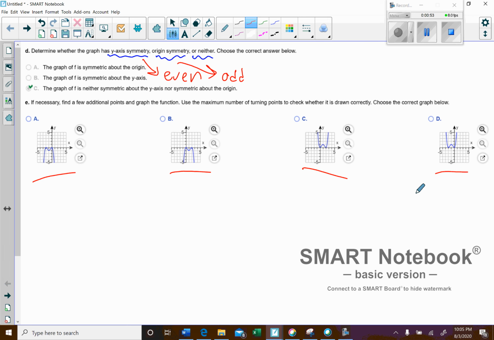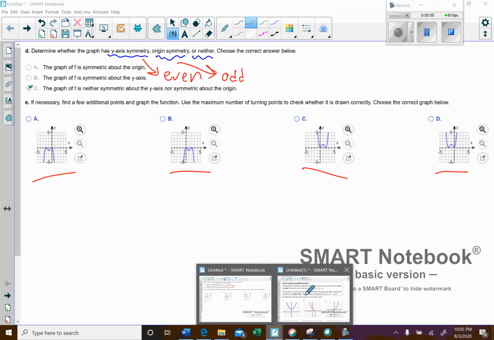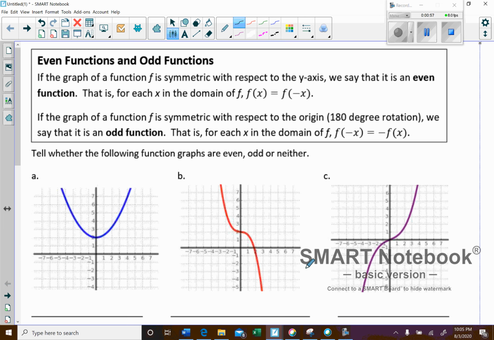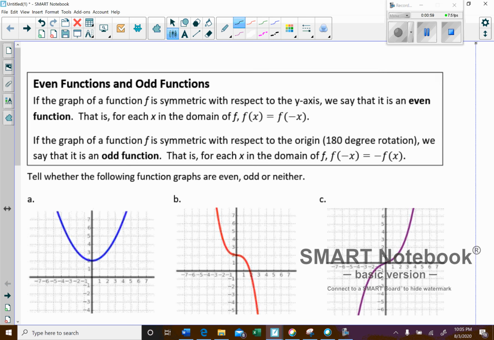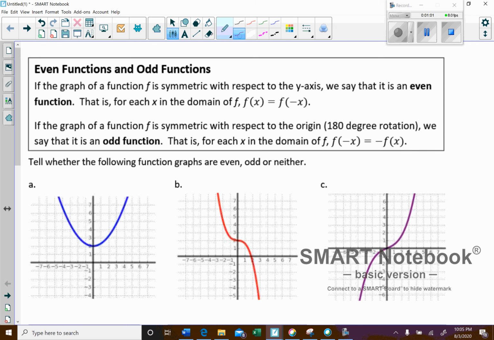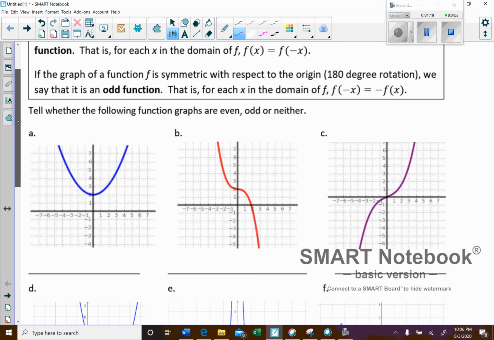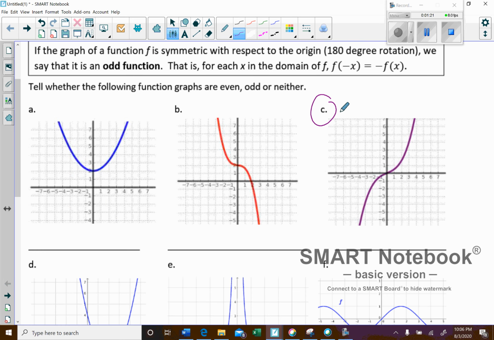And so I do have another slide here, and this is actually from the notes. You can see here I use the terminology of even and odd, but basically even is going to be with the y-axis, and odd is going to be if it's symmetrical to the origin. Let me give you an example of that. That would be like C right here.